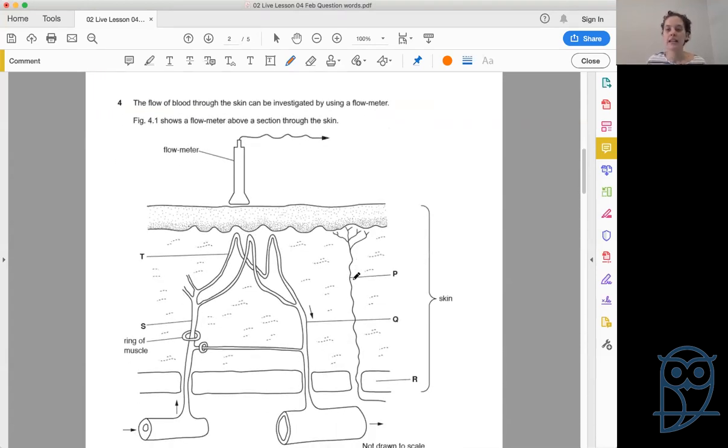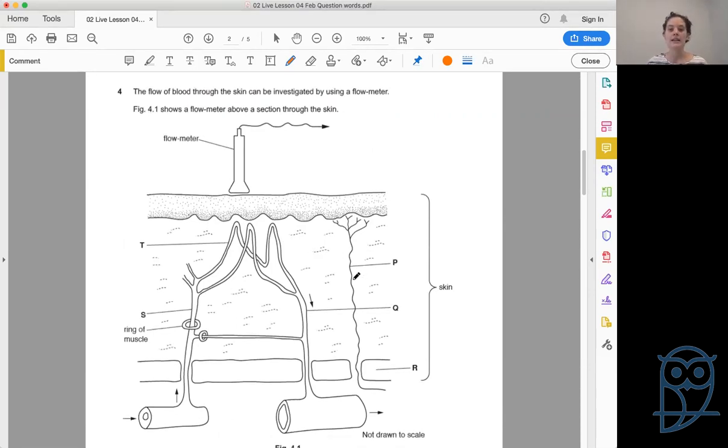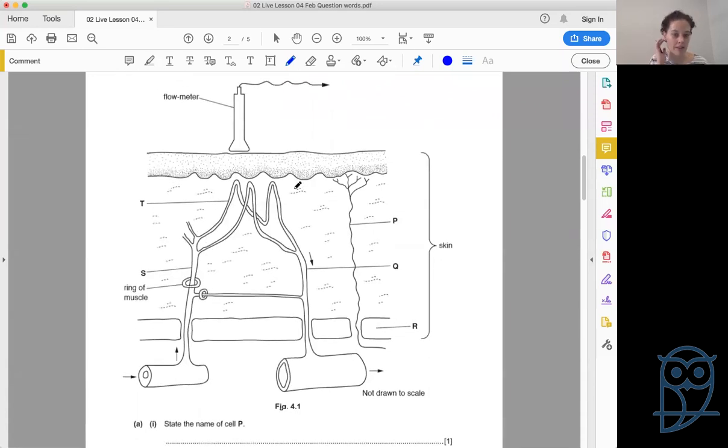This is looking at some of the work that's further on in the course, so I'm not expecting those of you who have sorted to be familiar with what we're looking at now. But it doesn't stop us having a good look at the questions themselves. We have: the blood flow through the skin can be investigated using a flow meter. Figure 4.1 shows a flow meter above a section through the skin. At the top we have our flow meter, connected to some sort of measuring device, and then we have our skin, and we're reminded this is not drawn to scale.